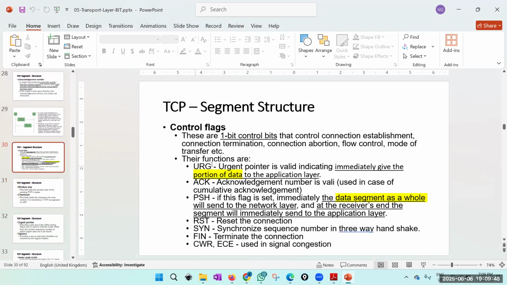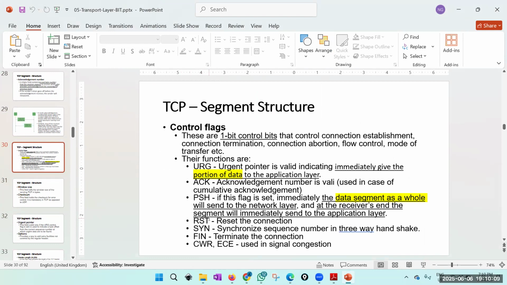Right, this one. Urgent immediately gives the portion of data to the application layer. Push, if the flag is set, immediately sends the data segment as a whole to the network layer. So this is as a whole, and this is just that particular part of the data.